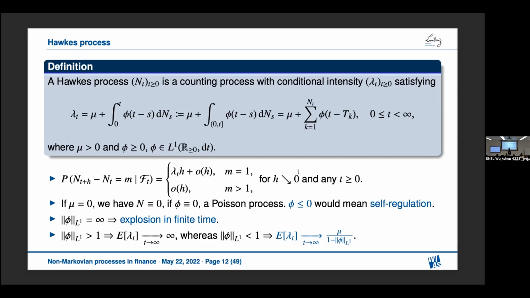You may wonder what happens when the L1 norm is equal to 1, and it's a bit tricky. It shares a lot of features of both sides. But clearly the expected value of the intensity goes to infinity when the L1 norm of phi is 1. Yes, we will come to this on the next slide, I think. In the case when the L1 norm of phi is less than 1, we will call it the stable case, so a stable Hawkes process.